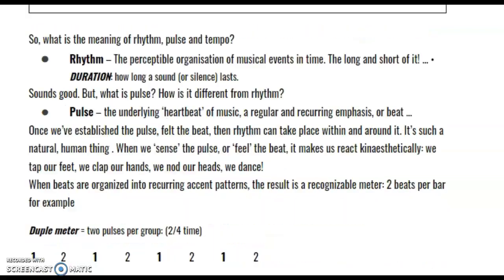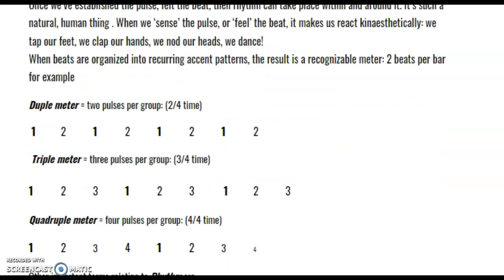So when we have beats organized into recurring accent patterns, we have a recognizable meter. For instance, 2 beats per bar. And there we have examples. We have duple meter, 1, 2, 1, 2, 1, 2. Then it's 2/4 time. Triple meter, 1, 2, 3, 1, 2, 3. Quadruple meter, 1, 2, 3, 4, 1, 2, 3, 4.